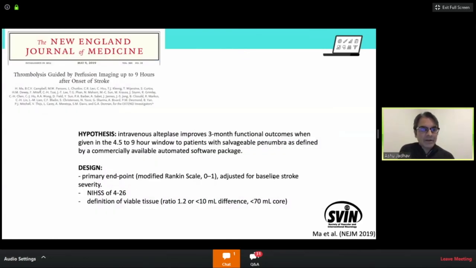For thrombolysis, there have been several trials conducted. This is one of the more recent ones, the EXTEND trial, which looked at patients in the 4.5 to 9 hour time window. The primary endpoint was mRS of 0 to 1, so it's a slightly milder deficit than used in DEFUSE 3. Patients were eligible based on NIHSS of 4 to 26. Again, this is the target mismatch definition, which is a little more liberal than the definition used in DEFUSE 3, but again, core of less than 70 cc's and target mismatch.